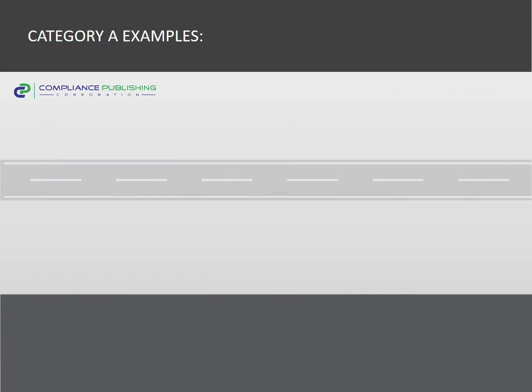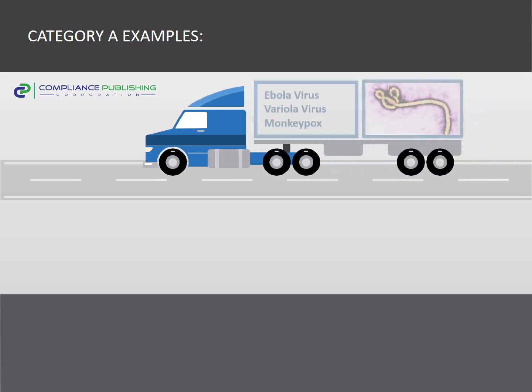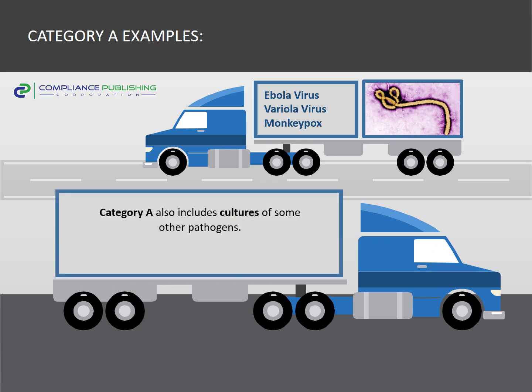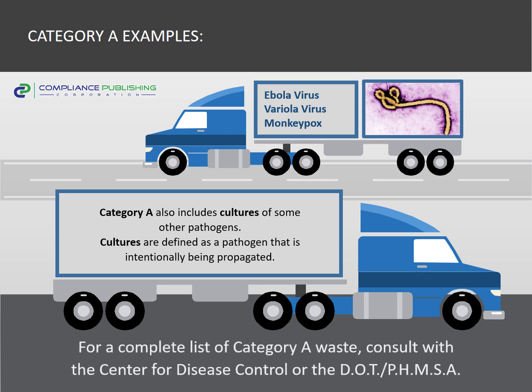Category A examples would include Ebola virus, variola virus, monkeypox. Category A also includes cultures of some other pathogens. Cultures are defined as a pathogen that is intentionally being propagated. For a complete list of Category A waste, consult with the Center for Disease Control or the DOT PHMSA.